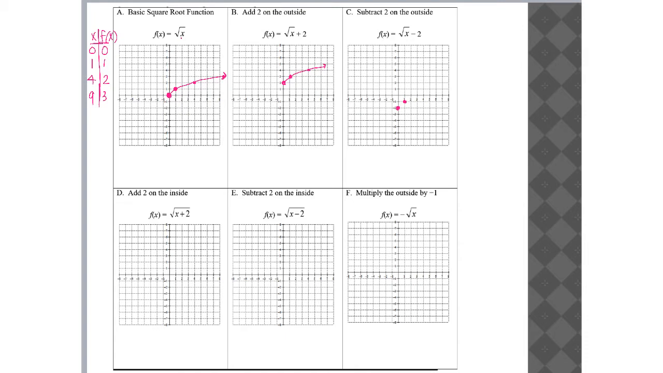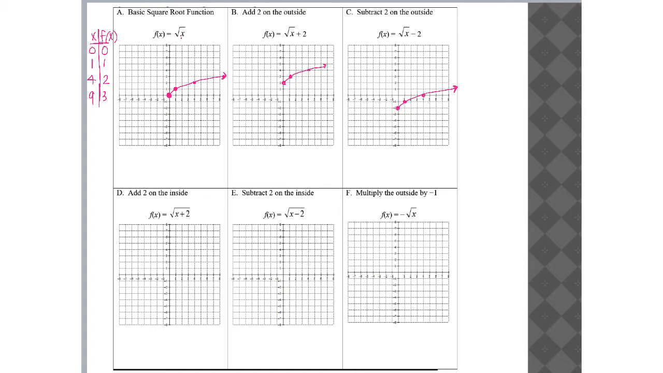I think I made that too high. That 4 is going to be at 0, not 2. I went way up too many. So we're going to be at (4, 0). That looks a little bit better. And then, of course, if we were at 9, we would be at 1. So again, we've still maintained that same basic shape, but we've moved it down. And notice how I am making sure I have both the x and the y values.